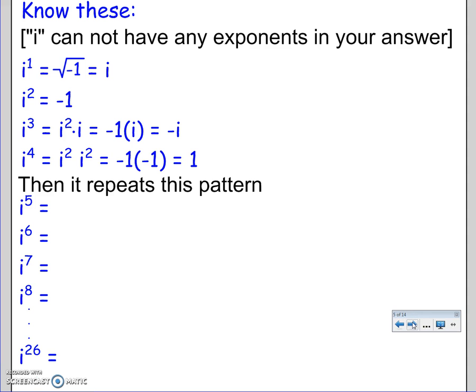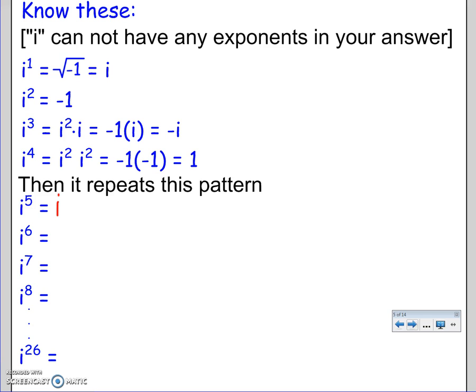Now you need to know these. You cannot have any exponents of i in your answer. So i to the first is just that square root of negative 1, which is just i. i squared is by definition negative 1. i cubed is i squared times i. If I replace i squared with negative 1 from above and leave the i there, that's just negative i. Then i to the fourth, the same as i squared times i squared, which is negative 1 times negative 1, which equals 1. Then that pattern just repeats itself.